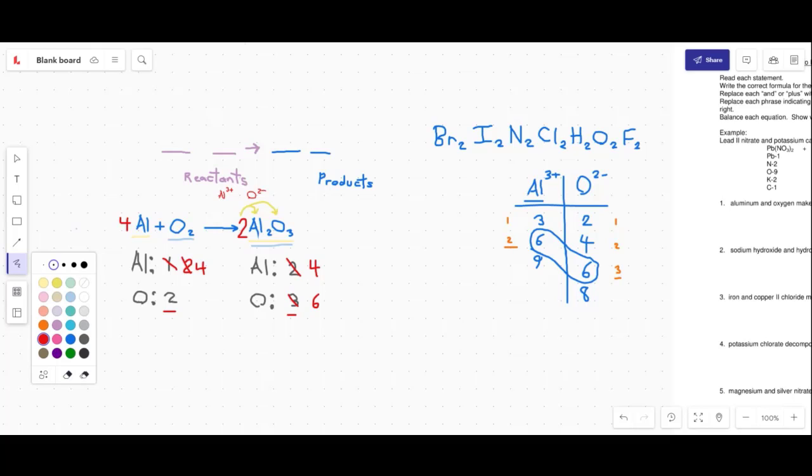Very good. Good job, Monica. That's a 3. Yep. I'm going to balance it by putting a 3 in front of the oxygen. And so now I have a balanced equation because 3 times 2 is going to give me 6. And now the oxygens are the same and the aluminums are the same. So this is the balanced equation. Not too bad, right? Maybe a little challenging.